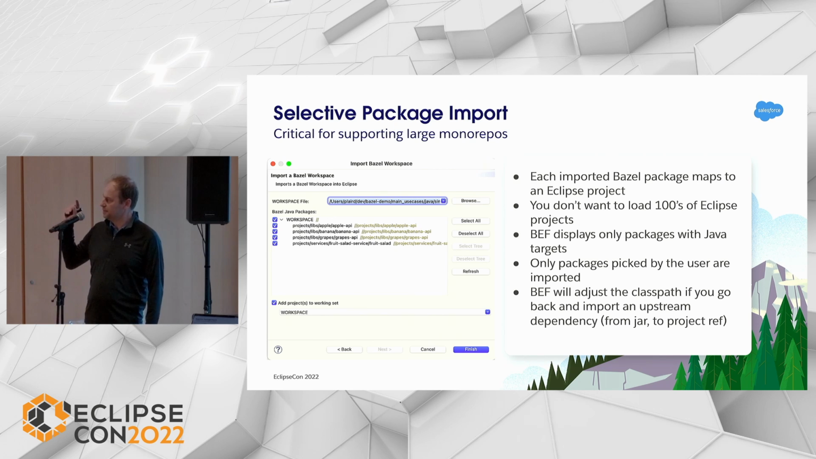And then we let the user select just a subset of them, so they don't have to import their entire workspace, because in our case, there's over 400 packages that you could import, and no one wants 400 Eclipse projects in their IDE. So you're allowed to then select which packages you want to import.